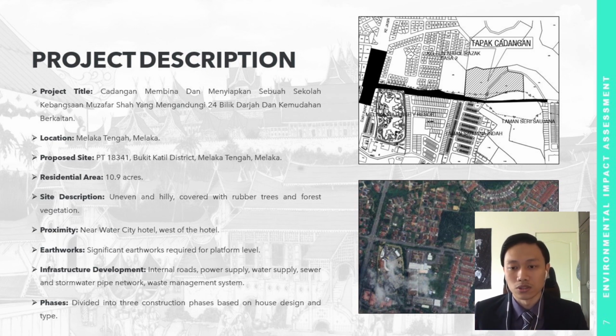The project title is the construction and completion of Sekolah Kebangsaan Muzaffar Shah, which will include 24 classrooms and related facilities. This project will be located in Melaka Tengah, Melaka, especially at Lot PT 18341 in Bukit Katil District. The proposed site is a 10.9 acre area characterized by uneven and hilly terrain, currently covered with rubber trees and forest vegetation. The site location and proximity. The proposed site for the school is situated near Water City Hotel on the western side of the hotel. This location provides convenient access for students and staff.